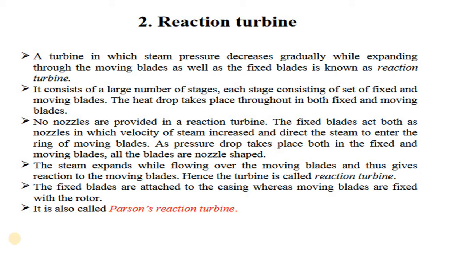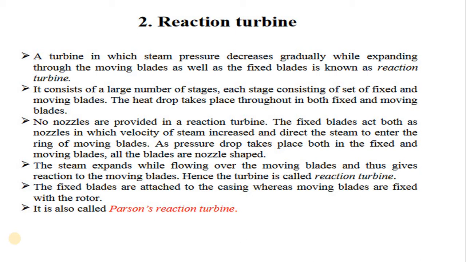It consists of a large number of stages, each stage consisting of a set of fixed and moving blades. The fixed blade acts as a nozzle; in the reaction turbine it performs the same function as the nozzle. The heat drop takes place throughout both the fixed as well as the moving blade. This is the main difference between impulse and reaction. In reaction, the inlet energy available is both kinetic as well as pressure energy, and a number of nozzles are provided in the reaction turbine.